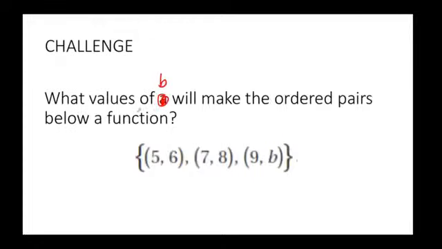How about this? What values of B will make the ordered pairs below a function? So this is our B. So you have 5, 7, and 9. In order to have a function, we are only after these first numbers of the ordered pair. So we are not after the second number. So any number could be a value of B, and still this is a function. So therefore, our answer is the set of real numbers.